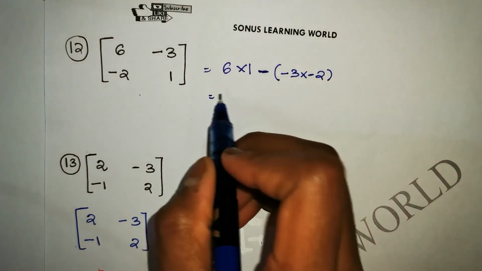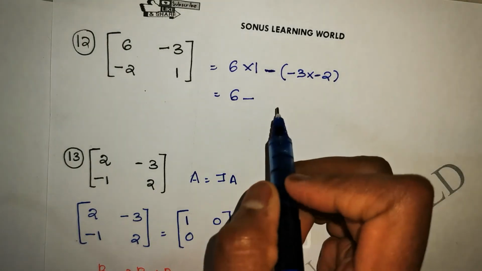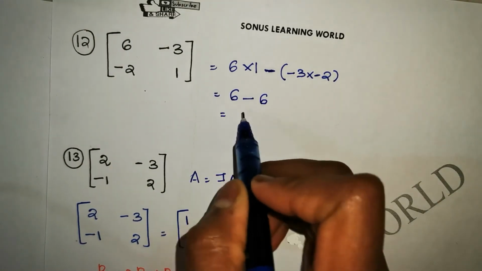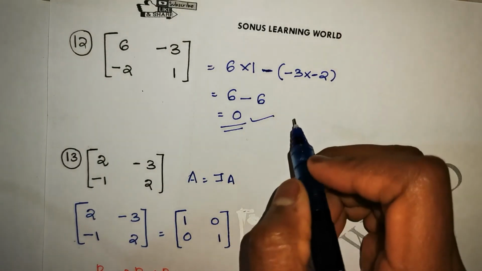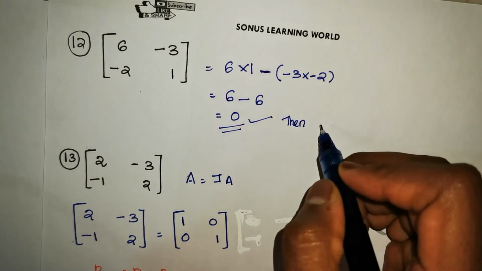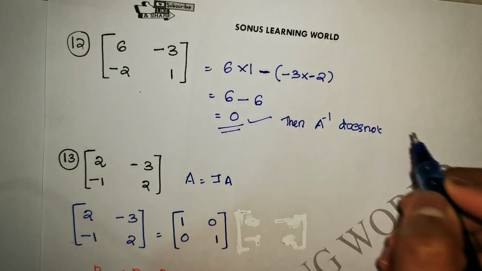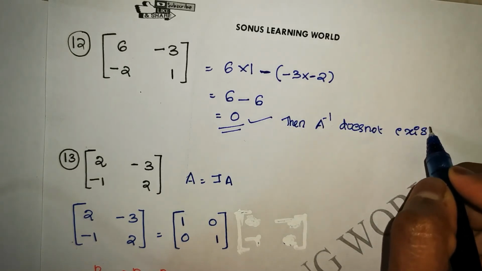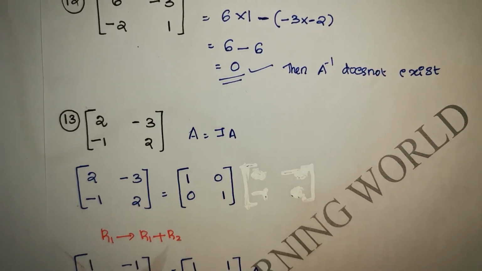Okay, students. So 6 into 1 is 6. Minus 3 into minus 2 is plus 6. So 6 minus 6 is 0. If your answer is 0, then A inverse does not exist for this particular matrix. Okay, so don't waste your time by doing A inverse. Just write A inverse does not exist because this is equal to 0. Okay, students. Okay, next question.